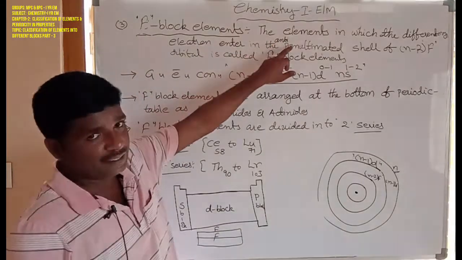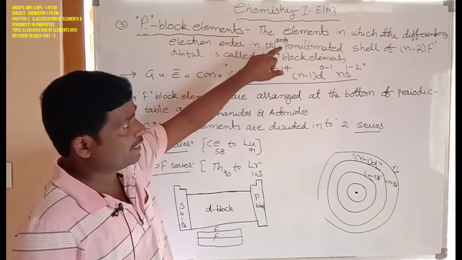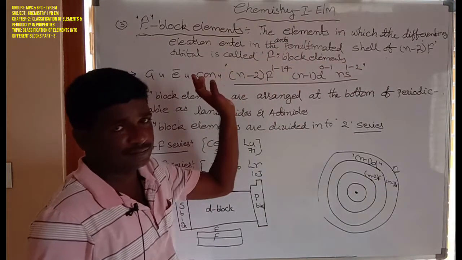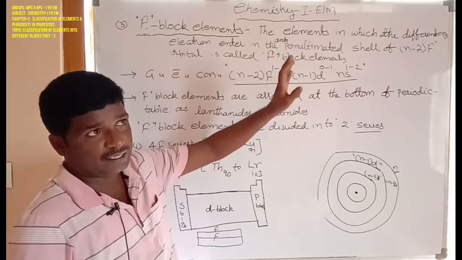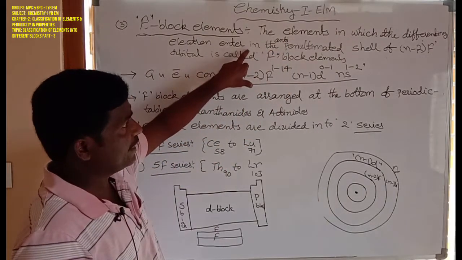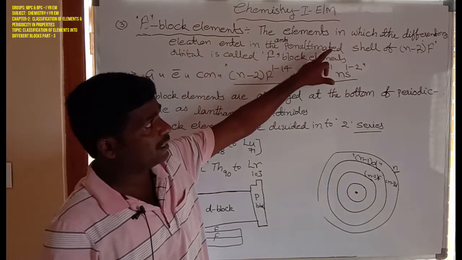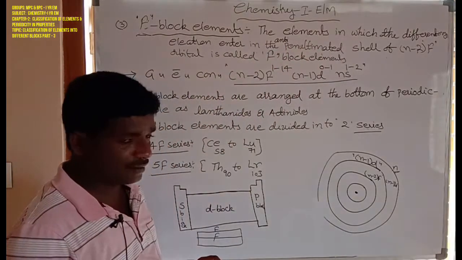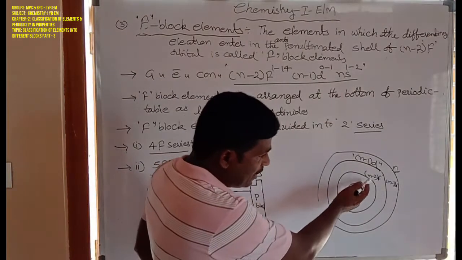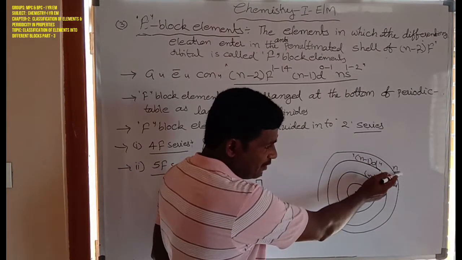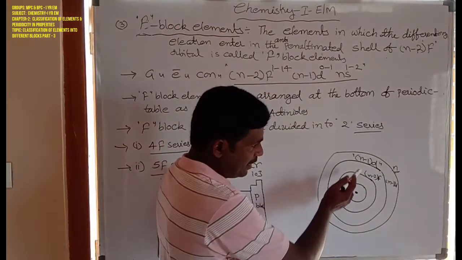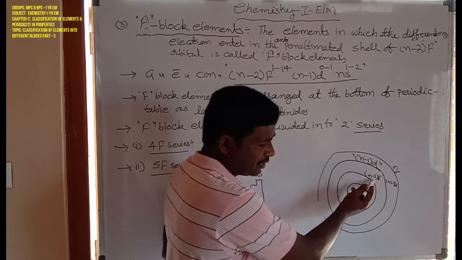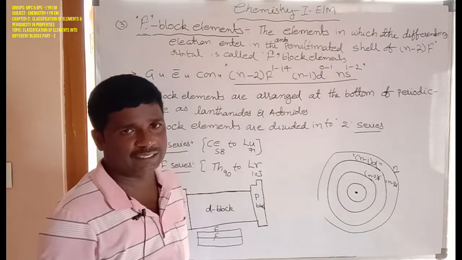The elements in which the differentiating electron enters the anti-penultimate shell, the n-2 f orbital. Anti-penultimate shell is also known as the n-2 f orbital. n is also known as the ultimate shell. n-1 d orbital is also known as the penultimate shell. n-2 f orbitals are also called the anti-penultimate shell.